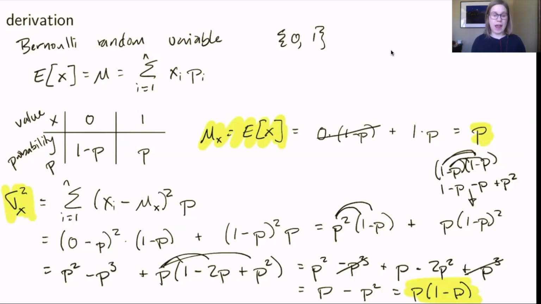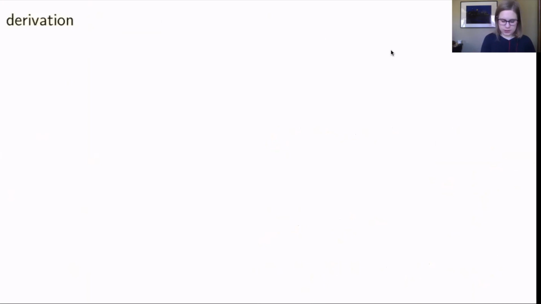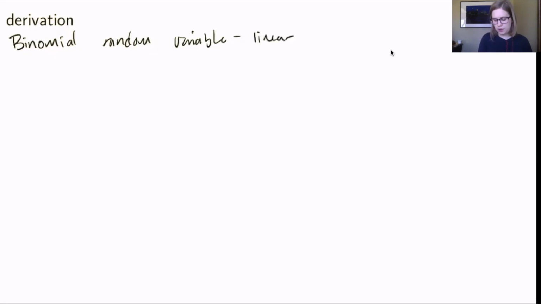So I'm about halfway there to my formula. So the next thing I'm going to tell you about is a binomial random variable, which is a linear combination of Bernoullis.